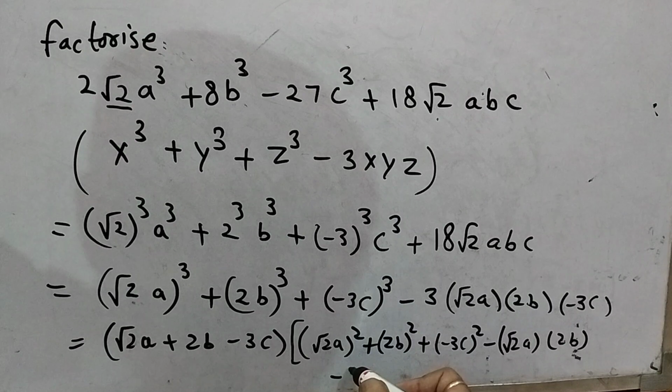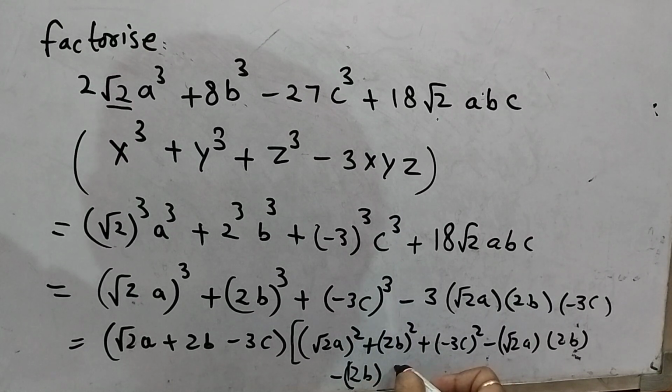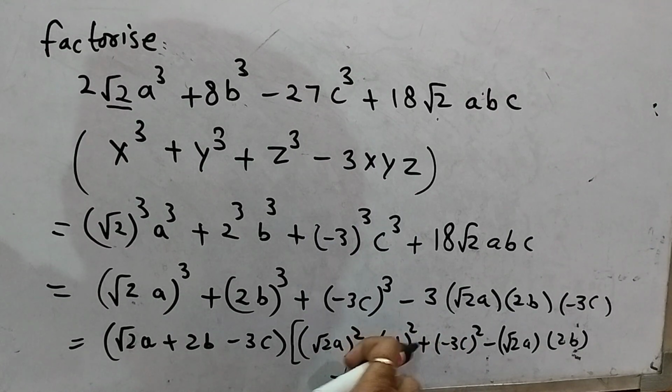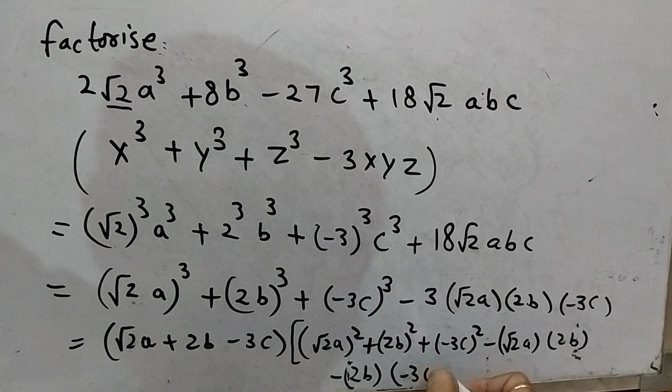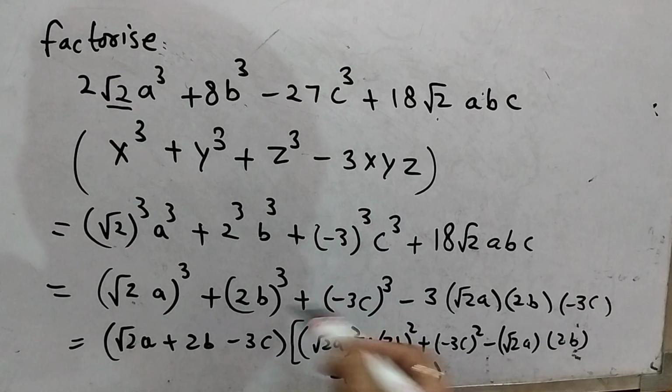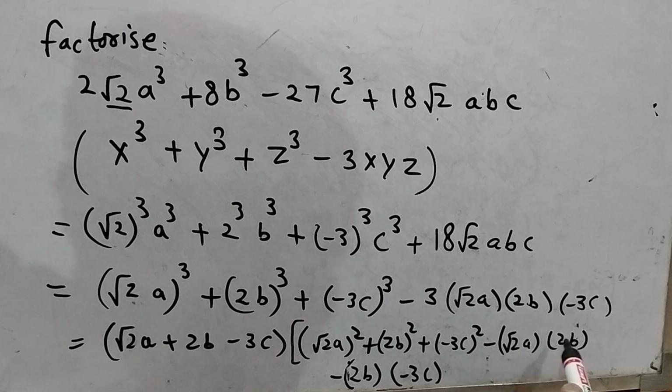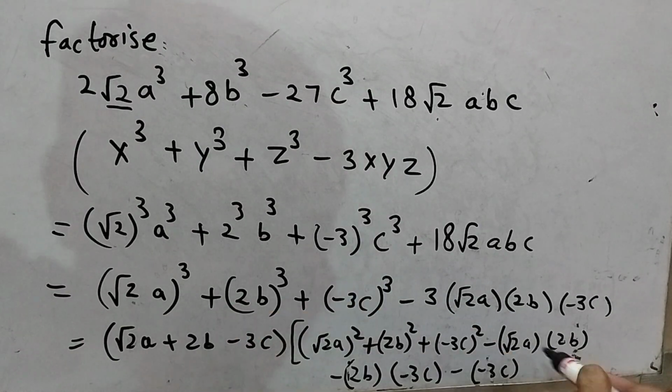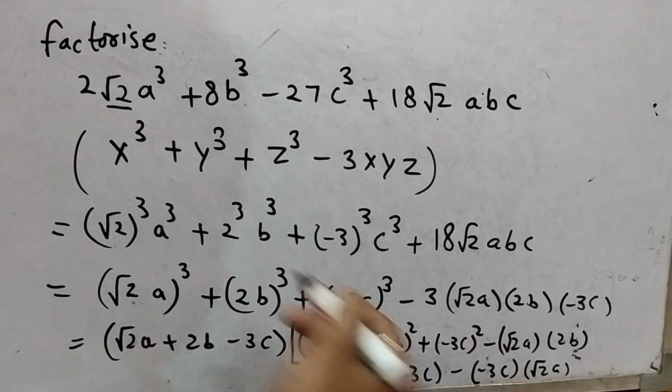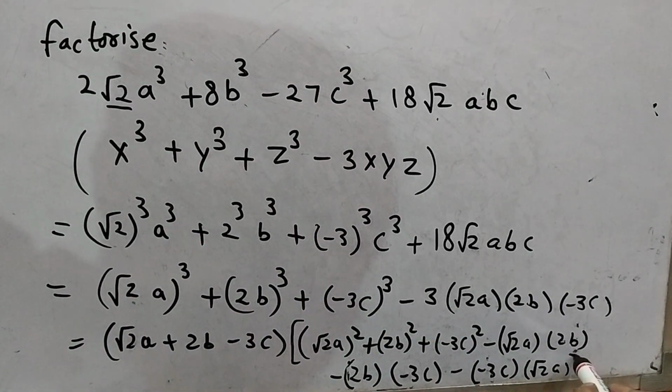B is 2b, and this will be minus 3c, minus xy minus yz minus zx is minus 3c and x is root 2a. So when we multiply and solve this, we'll get two factors.